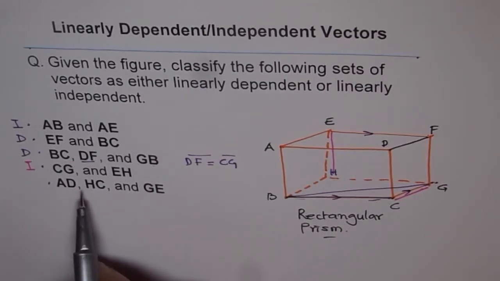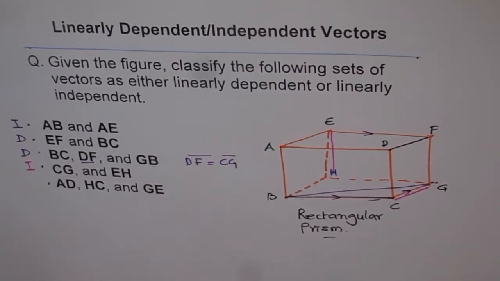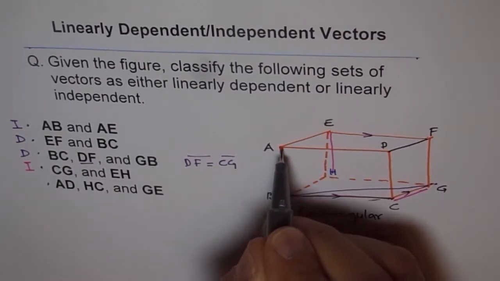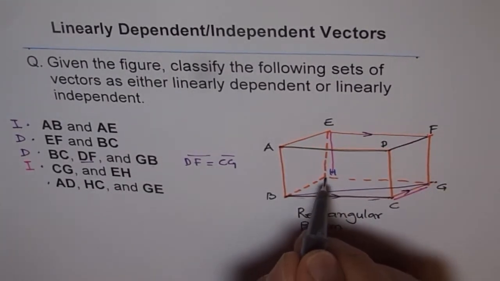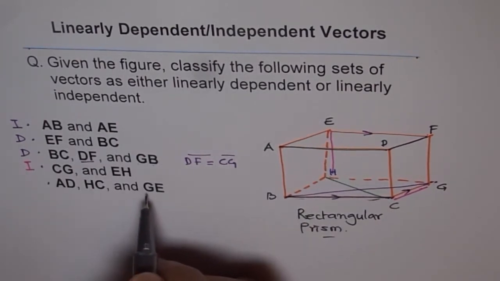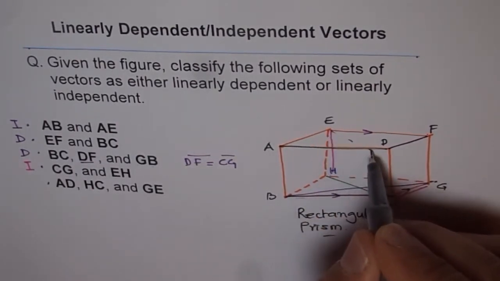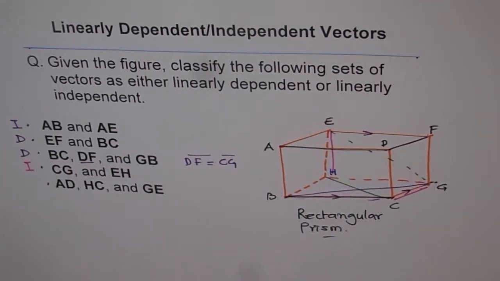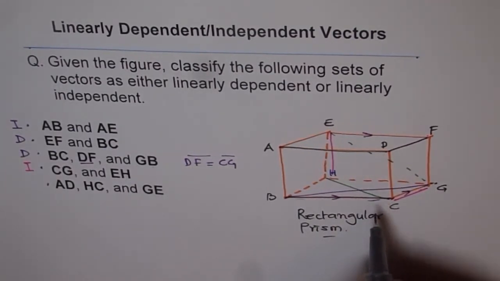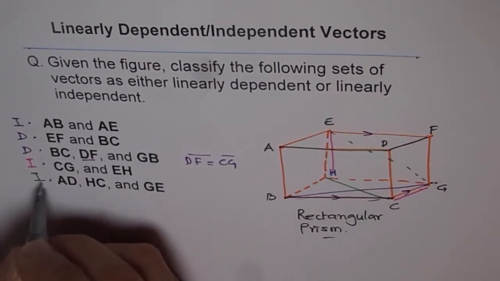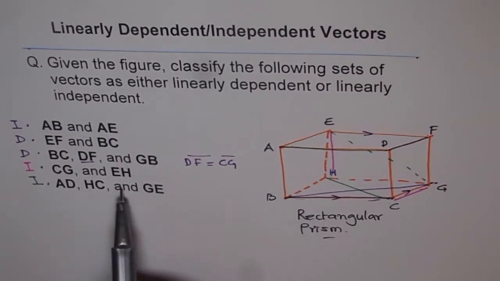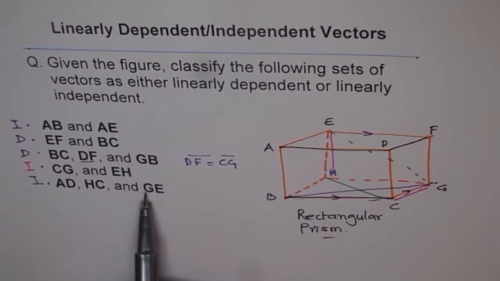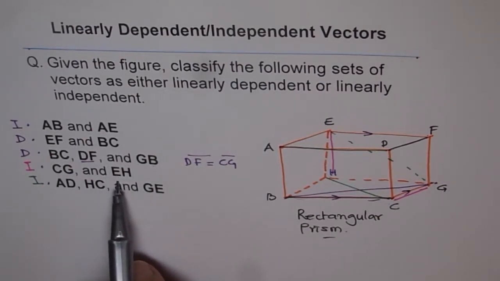Now we have AD, HC, and GE. So let's look into this set of vectors. A to D, HC, so H to C is this diagonal, and then GE, G to E is this diagonal, right? Now these are all in different planes. They are not coplanar, and therefore they are independent vectors, correct? So that is how we have to answer this question. Why is this independent? Because they are not coplanar, they are in different planes. Why is this independent? Because they are not parallel, right?